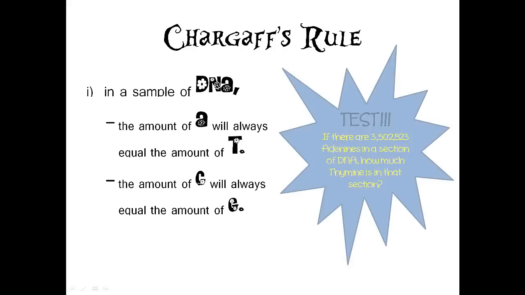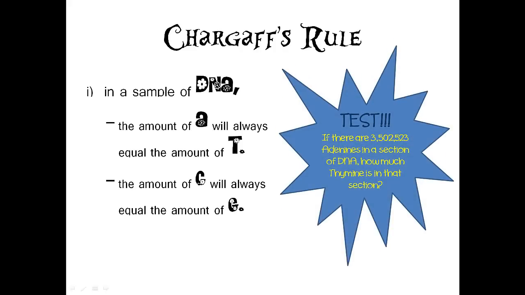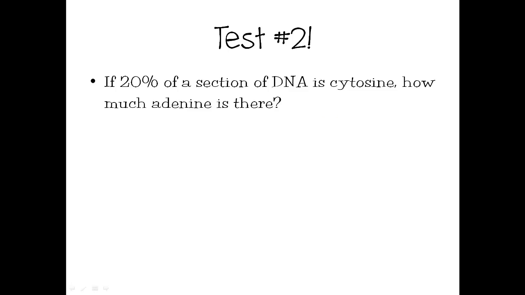So, if there's 3,502,523 adenines in a section of DNA, how much thymine is there? Well, the amount of A always equals the amount of T, so 3,502,523 would be your answer. Here's another question. If 20% of a section of DNA is C, cytosine, how much adenine is there?